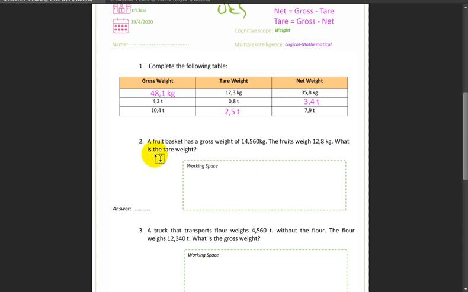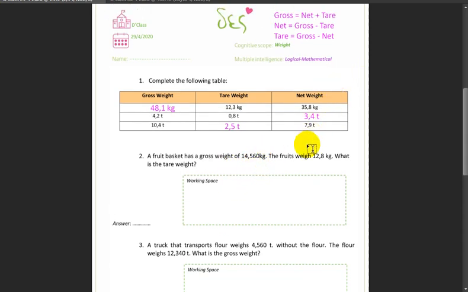It is the outside, the packaging, basically, the thing that packages whatever my product is. So in this case of a fruit basket, that would be the basket, because that's where I put the fruits. So I want to find how much the basket weighs. And to do that, I'm going to need to subtract the net weight from the gross weight. So here's the gross weight. The problem tells us that the fruits weigh 12.8 kilograms. That's the net weight. So we're going to need to do 14.56 minus 12.8.